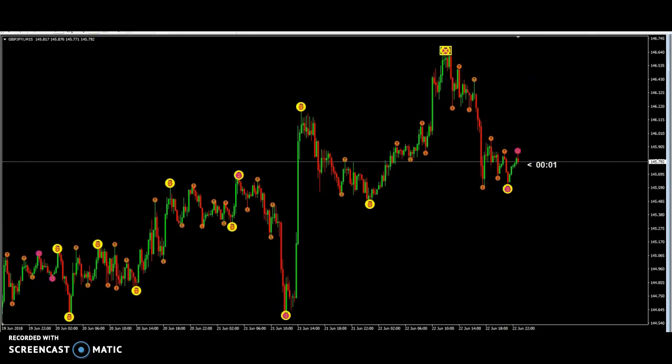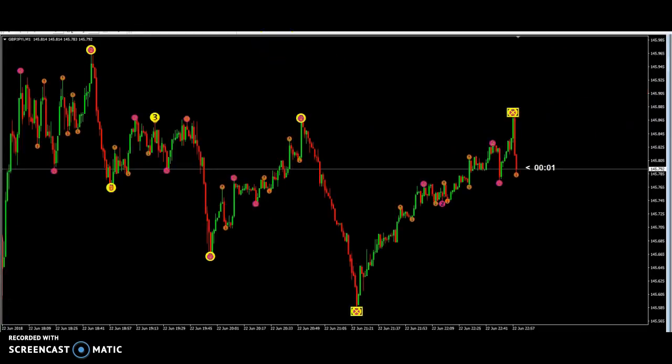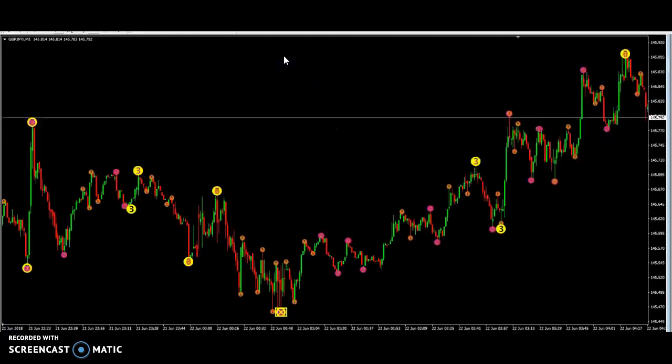Yeah, this is pound JPY. I call all my trades on pound JPY just because this pair moves pretty swiftly. It moves pretty quick, and I just love it. It's my favorite pair to trade. Let me show you another example.